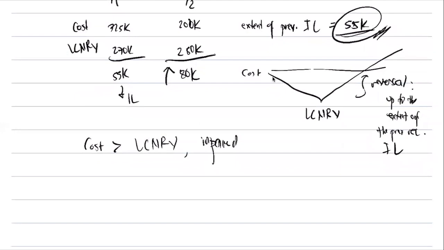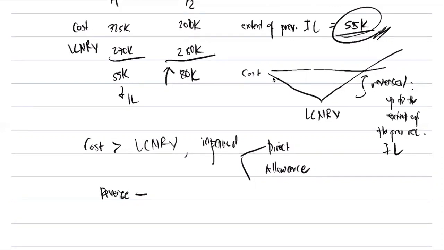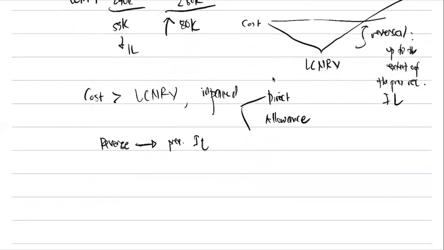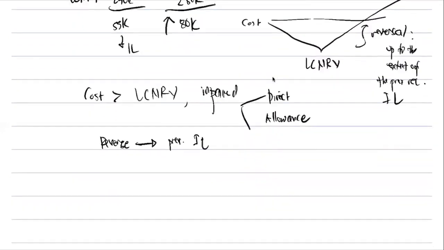And how do we record the impairment? We record the impairment either through the direct or through the allowance method. Further, we can also reverse, but we can only reverse, guys, up to the extent of the previous impairment loss. Okay, so after knowing those, we also need to learn what is the proper presentation of the allowance.